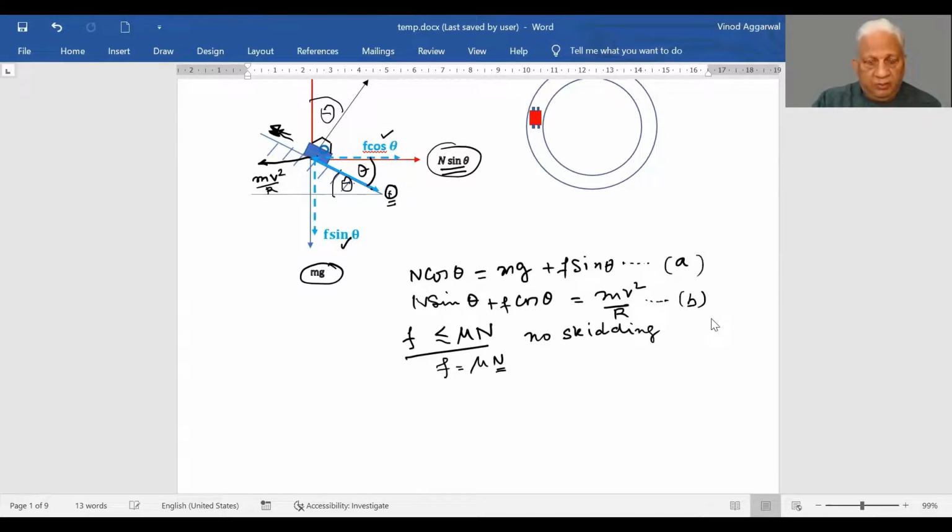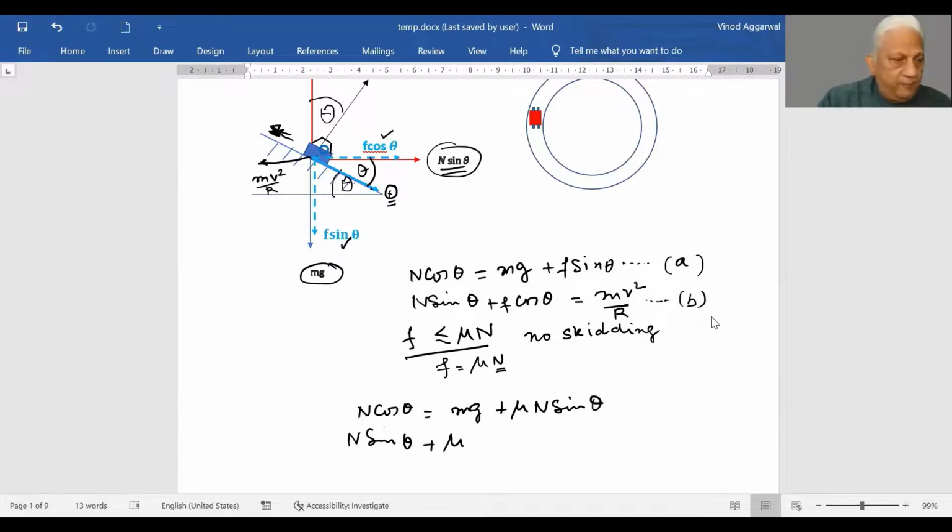So from these two equations, A and B, what we can get is N cos theta is equal to mg plus mu N sin theta, and N sin theta plus mu N cos theta is equal to mv square by r. Let me say this is equation C.